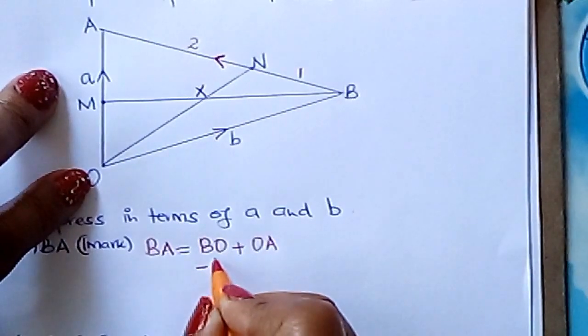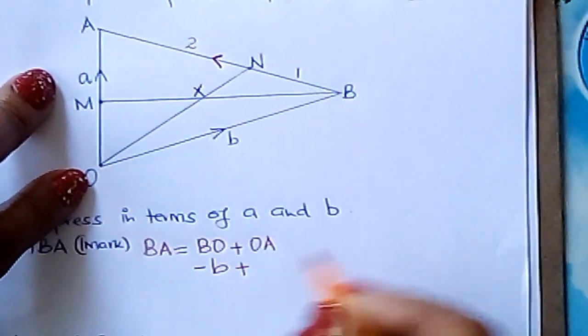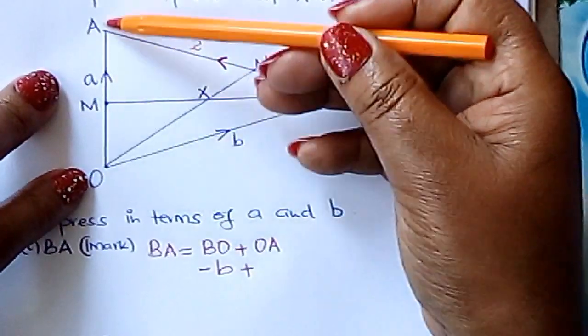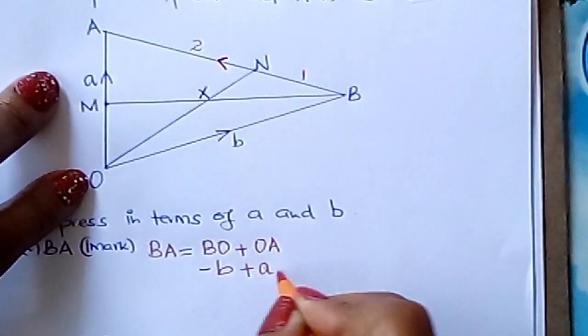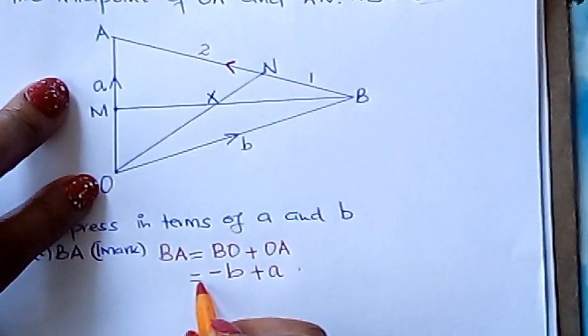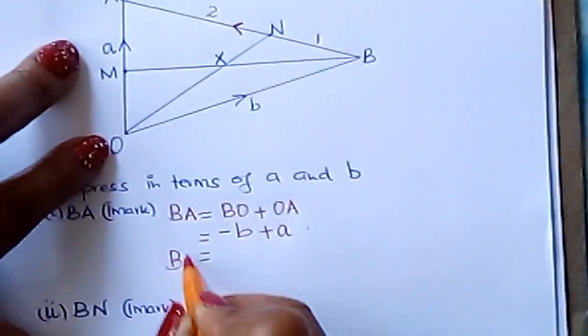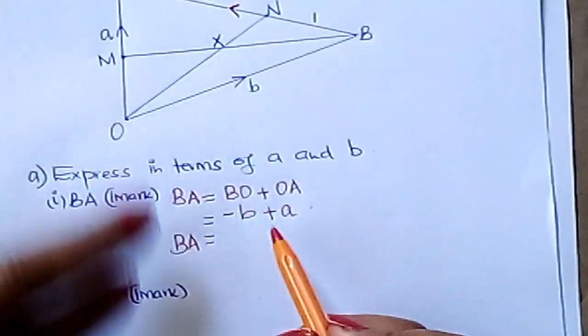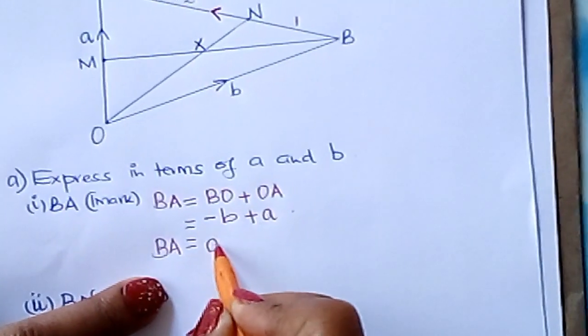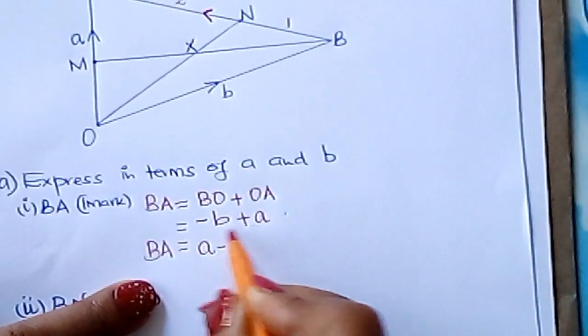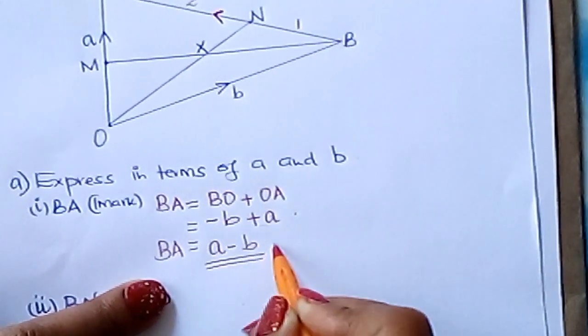So you see minus B plus what, learner? OA. This vector here is represented by small a. And therefore, learner, your vector BA is equal to what? Minus B plus A. You can start with a positive one. You write A minus B.